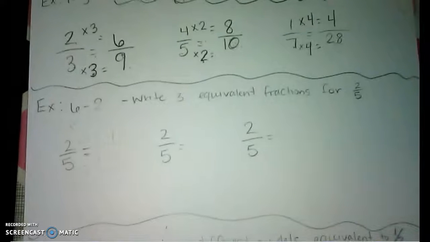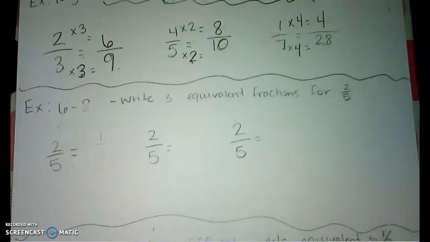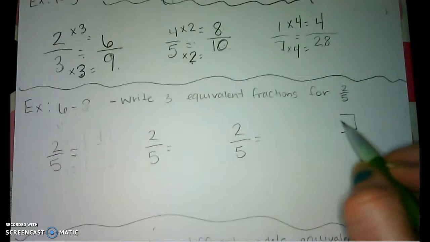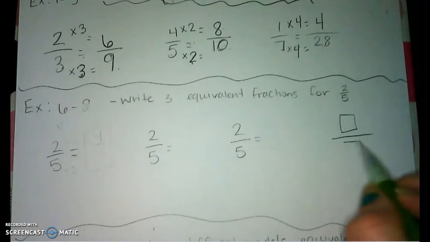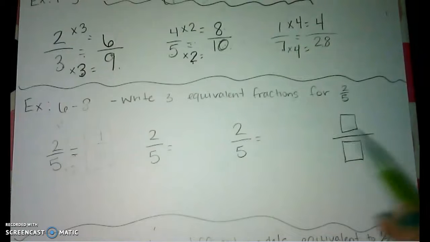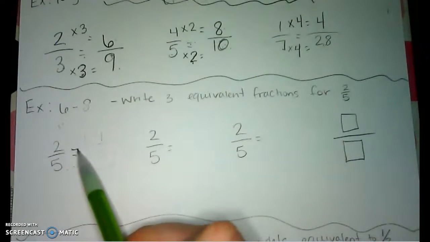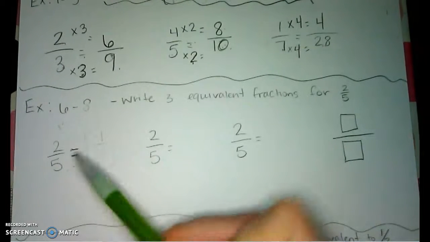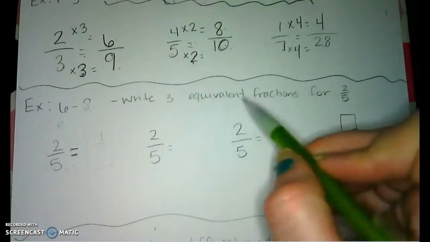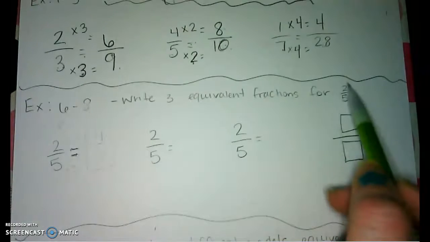All right, the next section, it looks a little different from mine. Yours will look like this. Okay, but I'll show you what you put in that box. So the easiest way to do it, remember, when we're writing equivalent fractions, just multiply the bottom and the top by the same thing. So on my example, I say write 3 equivalent fractions for 2/5.